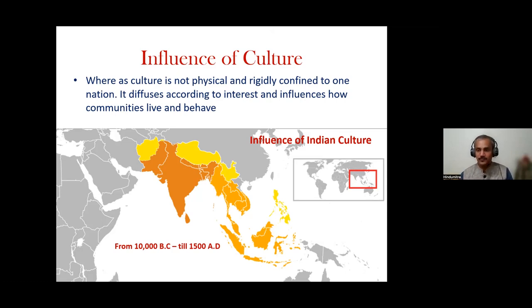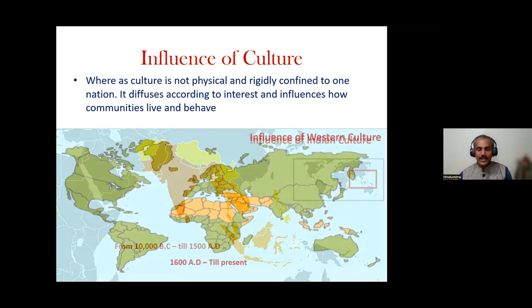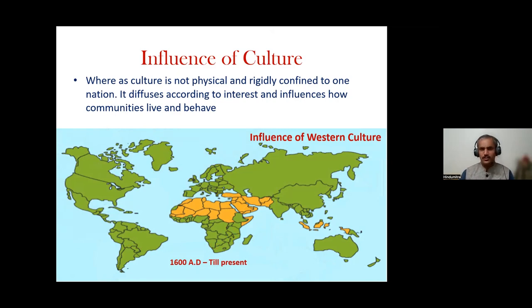After the colonization, we can see the whole world now believes in a Western culture: the way we dress, the way we choose to eat, how we talk, what happens at the workplace, what is considered good, the etiquette of eating with spoons and forks. So all this Western culture has influenced most of the world without demanding it from people. So that's how the culture of one place influences other places.